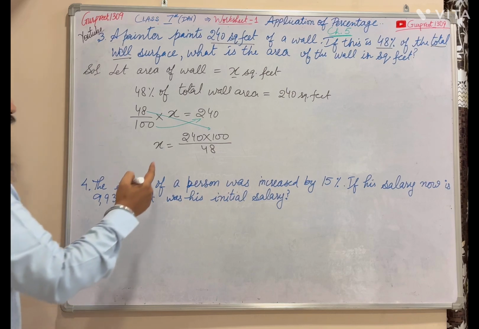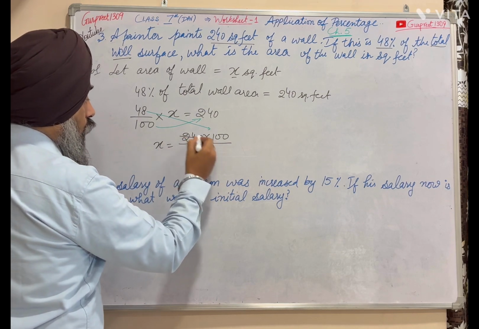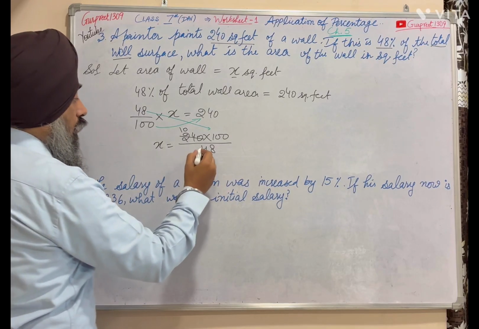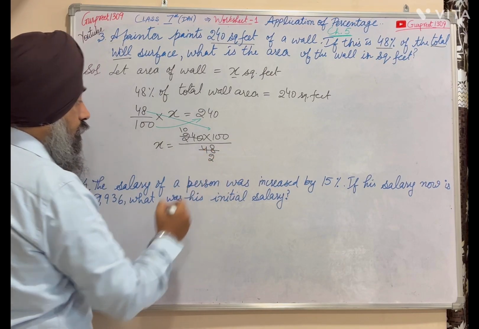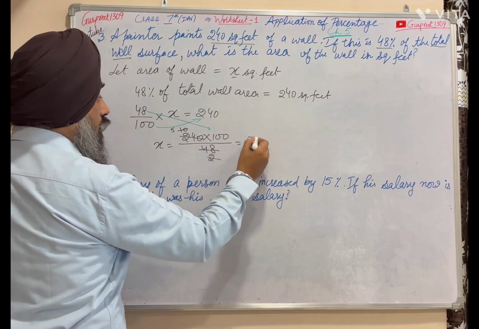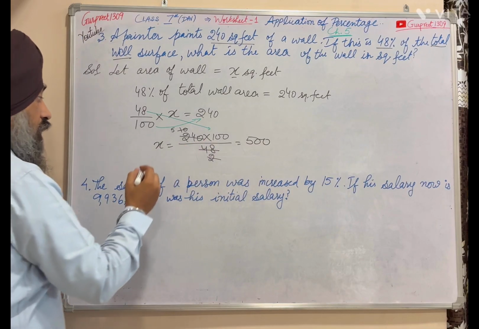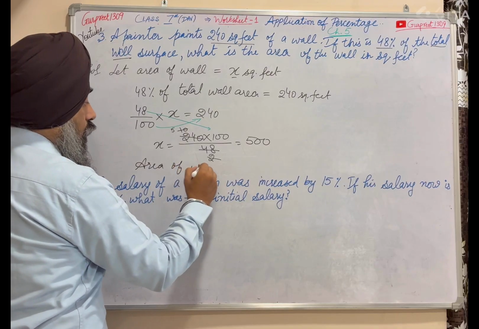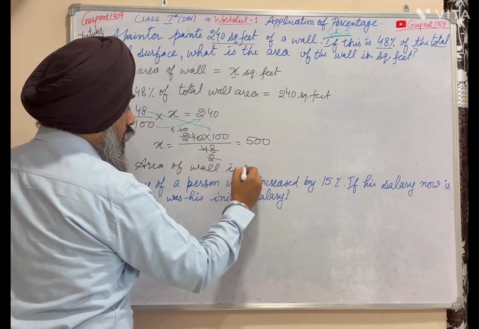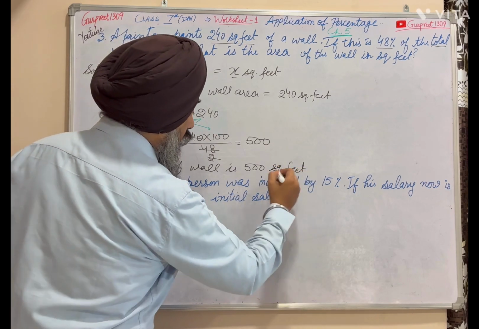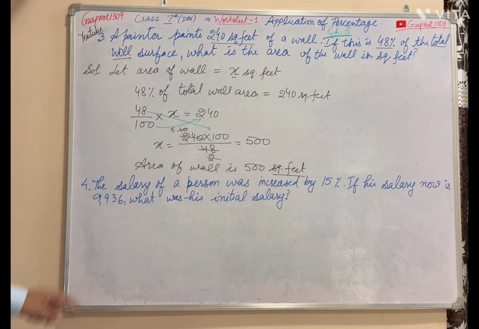Here you can apply the table of 24. 24 ones are 24, 24 twos are 48, we know that, and 2 fives are 10. So our answer is 500. So x is equal to 500. Now we have to write that the area of the wall is 500, and also mention the units. This is important, otherwise you will lose marks. So the area of the wall is 500 square feet.